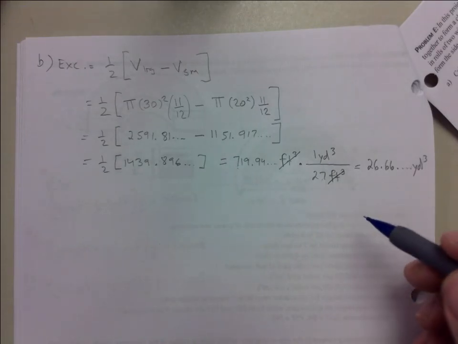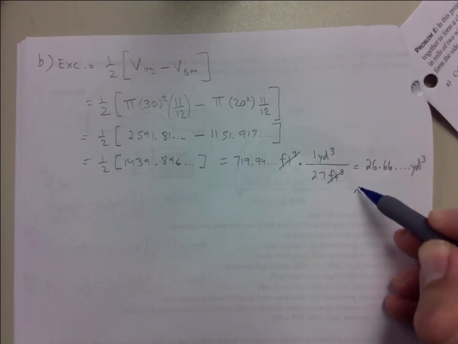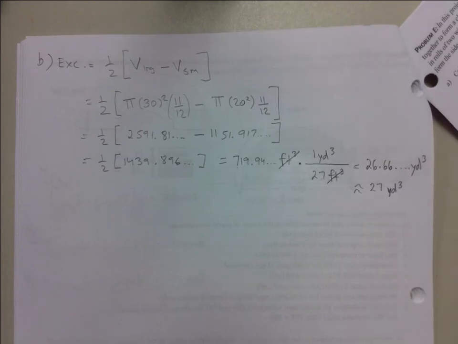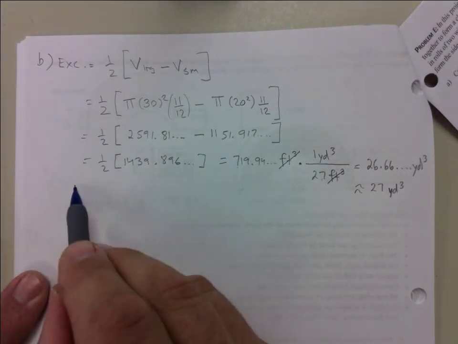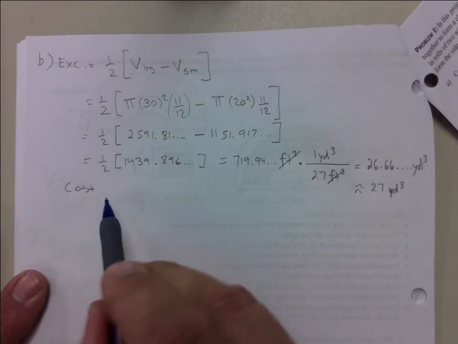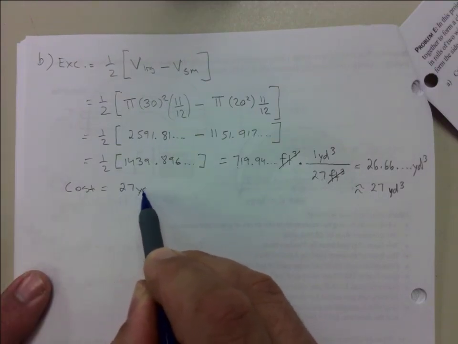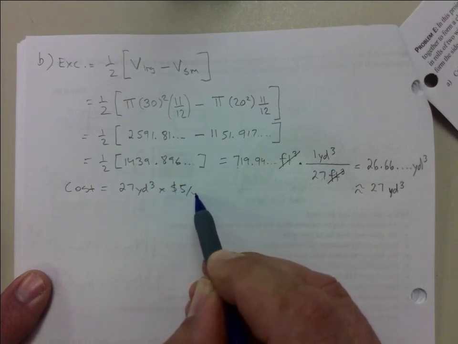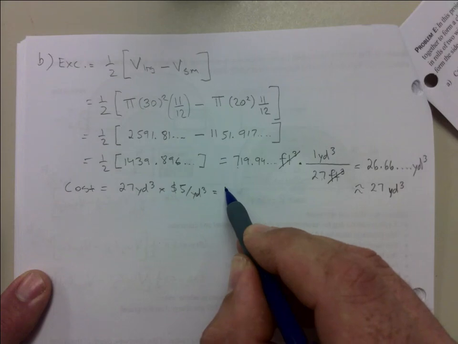How many cubic yards are they going to charge us for? 27. Can we do the cost now? Yeah, let's do that. The ultimate goal is to have the cost including taxes. So I'm just going to go ahead and do that. 27 cubic yards times $5 per cubic yard. That is 135.